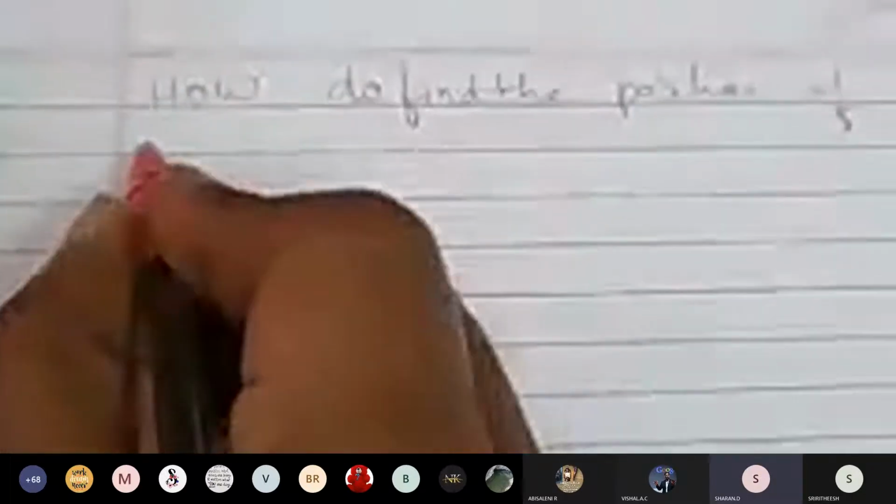So you know how to find... today you are going to see how to find the positions, how to find the position of elements in the modern periodic table.